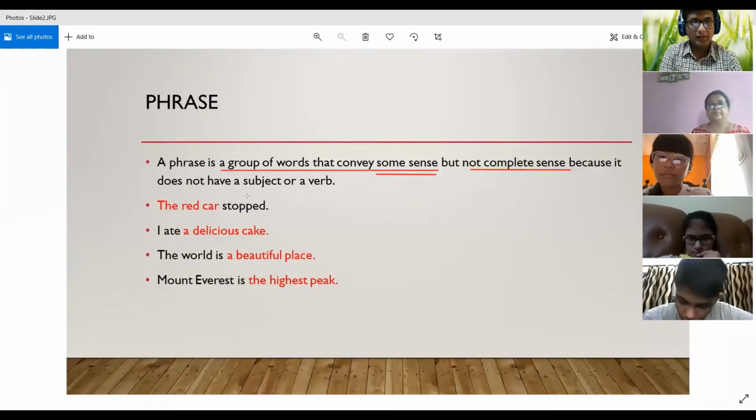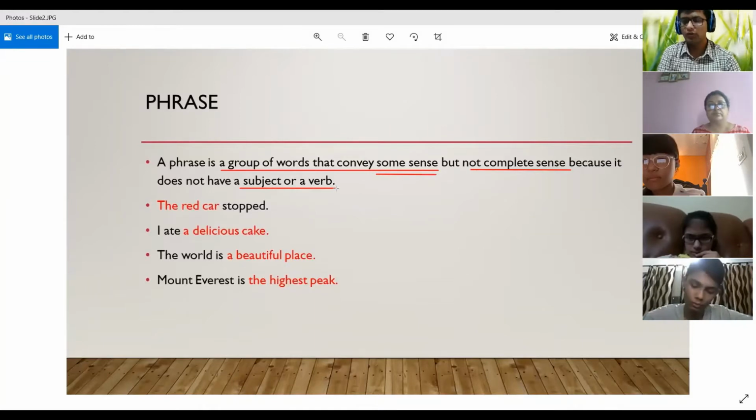Because it is not having a subject and a verb, it can't give us a complete sense. So partial sense is provided. For example, the red car stopped. So over here, the red car is a phrase and stopped over here is a verb. This completes our sentence.